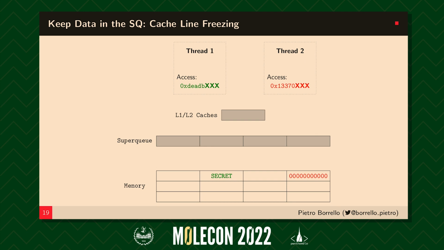So let's do this whole thing again. The first thread, the victim thread, accesses the secret. It will load in the superqueue, it will load in the cache, and it will access it. Then we have our second thread going to execute.